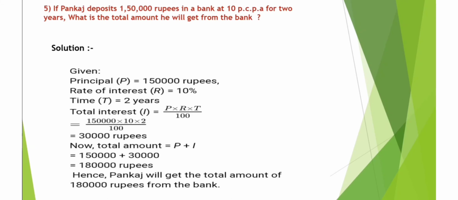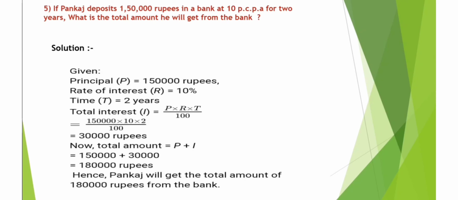Our formula to find interest is P multiplied by R multiplied by T upon 100. Now we will substitute the values. Principal is 1,50,000, R is 10 and T is 2 divided by 100. So when you divide and multiply you get the answer as 30,000 rupees.